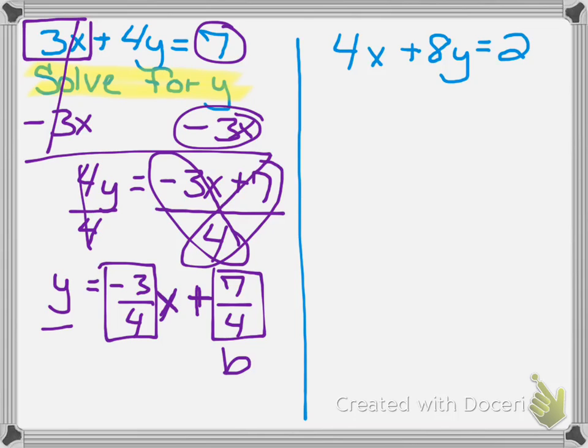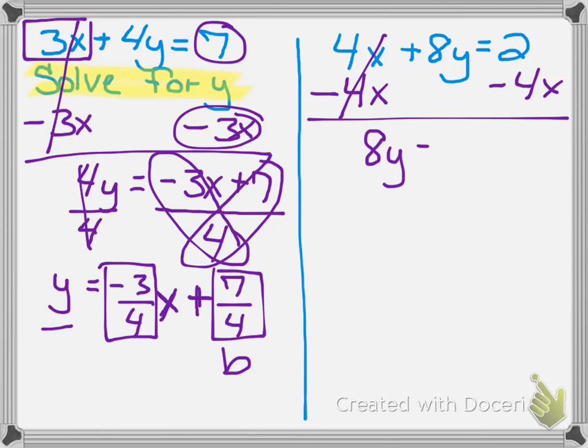So in order to solve for y, I have to subtract 4x from one side and subtract 4x from the other side. And I have to remember to take the x with it because I want to get y alone. So my x's will cancel. I have 8y equals negative 4x plus 2. Again, 4x is from here, 2 is from there.